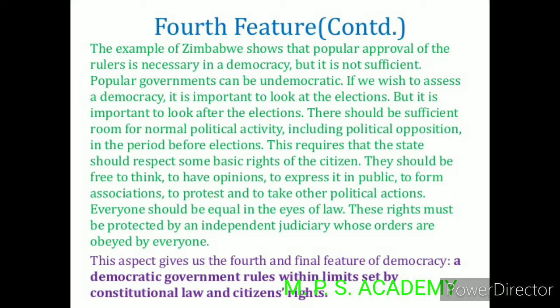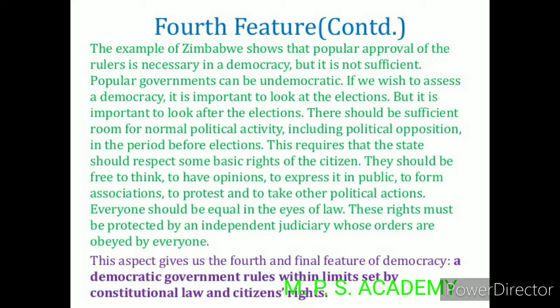They should be free to think, to have opinions, to express it in public, to form associations, to protest and to take other political actions. Everyone should be equal in the eyes of law. This right must be protected by an independent judiciary whose orders are obeyed by everyone.